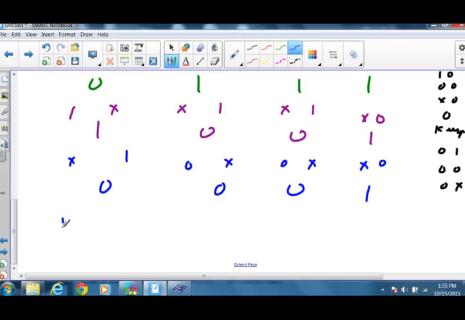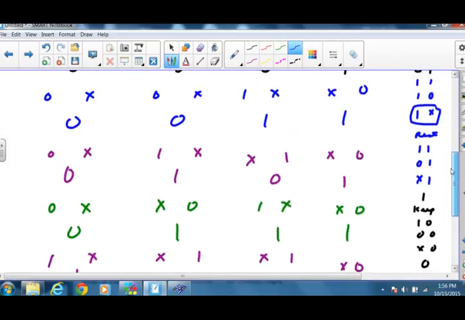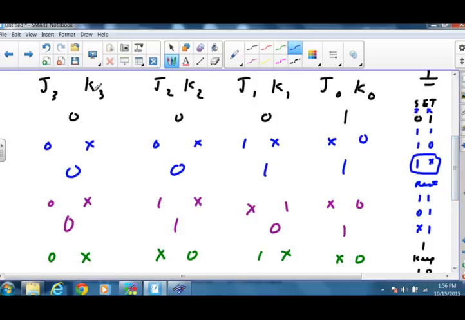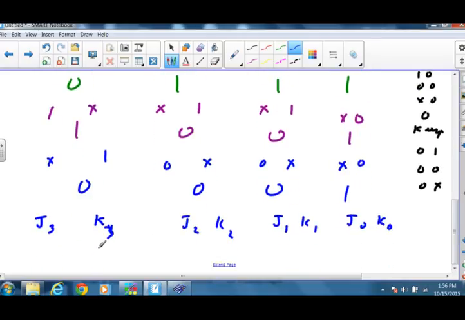So, it's an application. J3, J4, J2, J3, J2, J1, K1, J0, K0. So now we're looking at the low-lying fruit. I'm going to look at K3. I don't care, I don't care, I don't care, I don't care, I don't care, 1. So K3 can be a 1, and I'm perfectly happy with that.